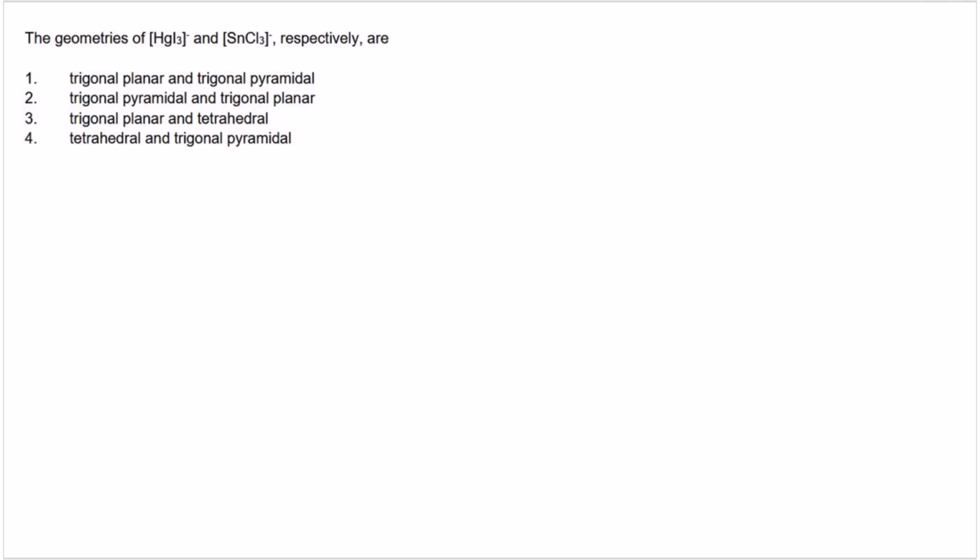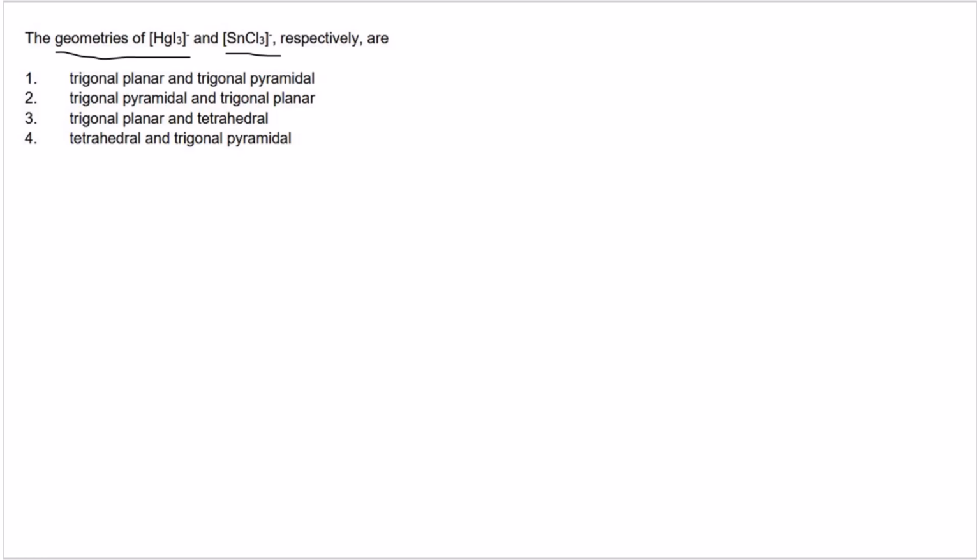Now, in this question, it is asked that the geometries of HgI3 minus and SnCl3 minus respectively are. Option 1 says trigonal planar and trigonal pyramidal. Option 2 says trigonal pyramidal and trigonal planar. Option 3 says trigonal planar and tetrahedral. And option 4 says tetrahedral and trigonal pyramidal.